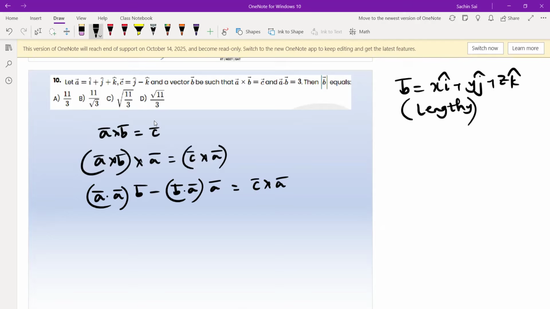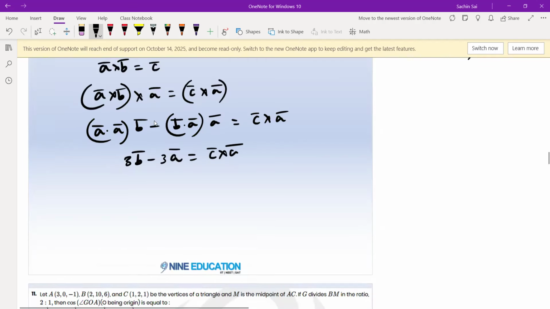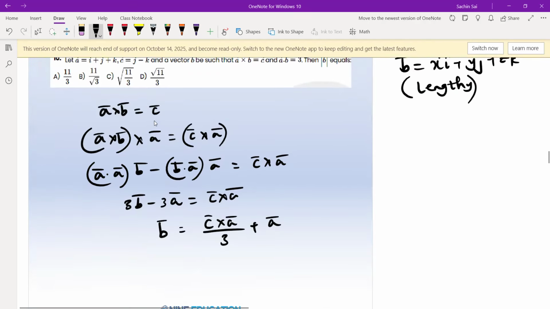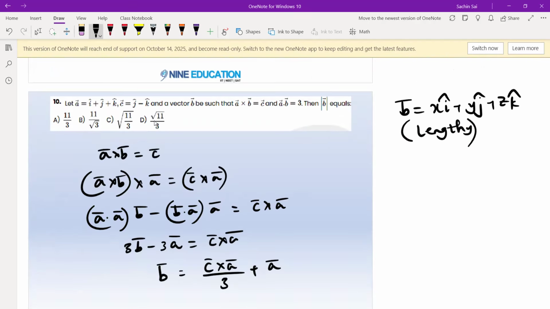Now from here, I have B dot A is 3 and A dot A is mod A square, right? What is A dot A here? Mod A square, that is 3B bar. And here B dot A is given as 3. So this is 3B bar minus 3A bar equals C cross A. That means I will get B bar equals C cross A by 3 plus A bar, right? So now I get B bar, I can find its magnitude.